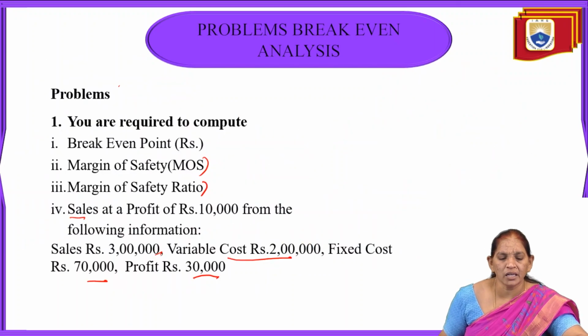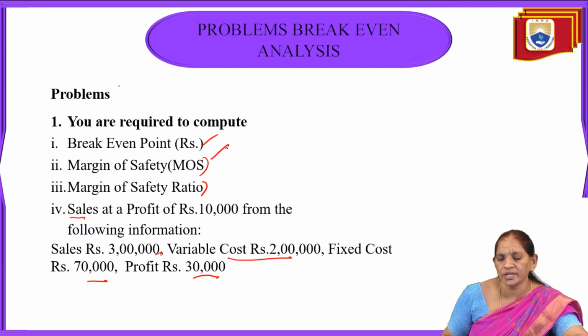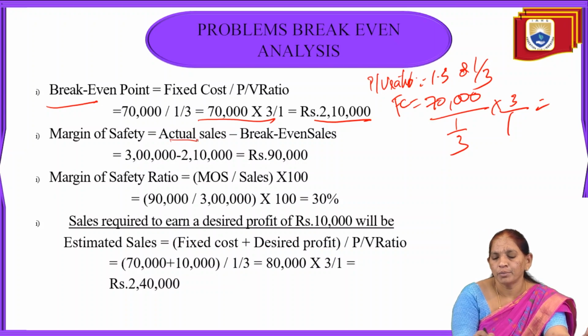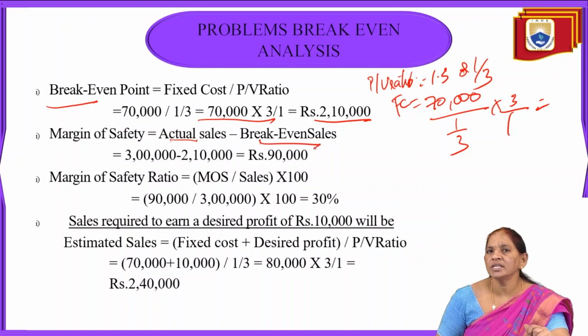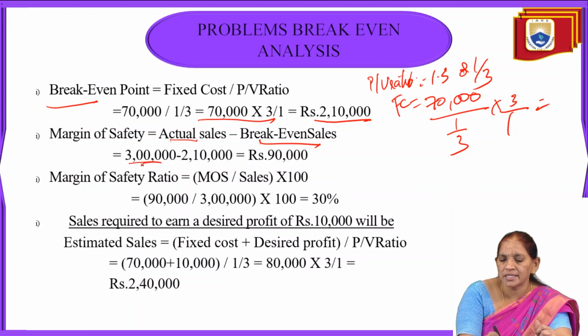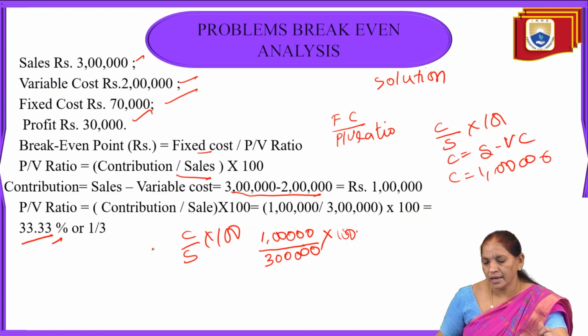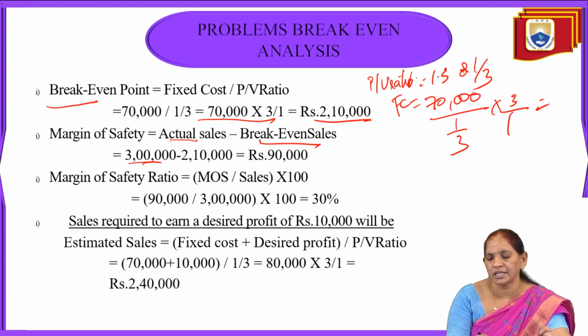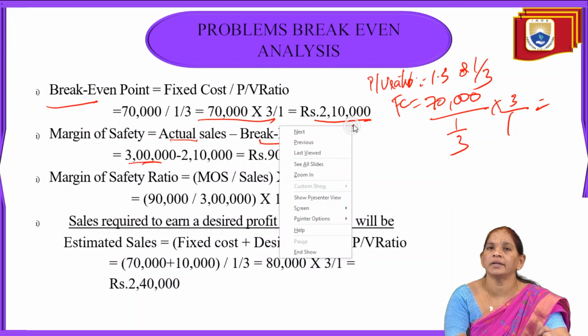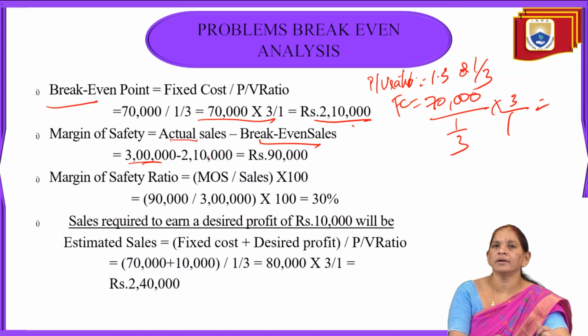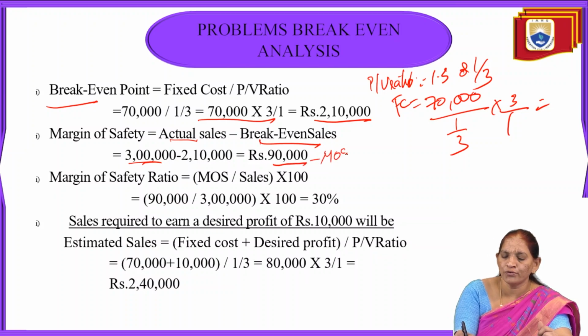The second thing to be calculated: one was BEP, next is margin of safety. For margin of safety, we have the formula actual sales minus BEP sales. What is the actual sales? 3 lakhs is the actual sales given in the problem, and we ourselves calculated the break-even sales, 2,10,000. So with actual sales 3 lakhs and break-even sales 2,10,000, we get 90,000 as the margin of safety.